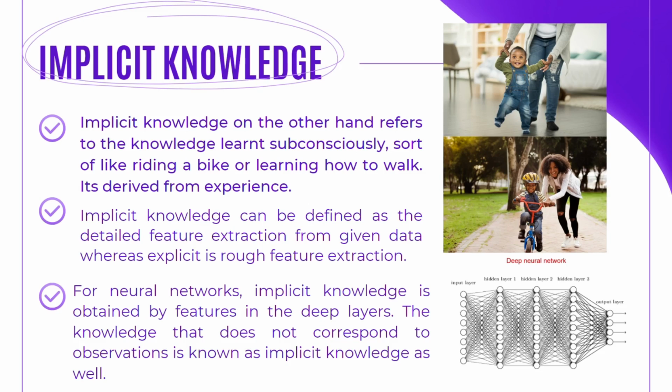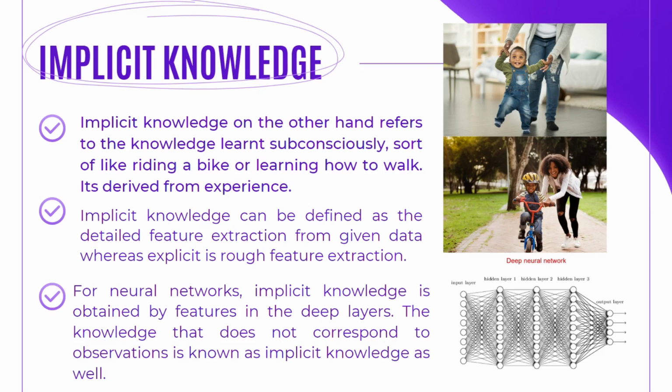So implicit knowledge can be defined as the detailed feature extraction from given data, whereas explicit is through raw feature extraction. So in order to implement the same kind of knowledge by using deep neural networks, the extraction of features from the neural network must be detailed rather than rough feature extraction that was implemented in the explicit deep learning. So for neural networks, implicit knowledge is obtained by features in the deep layers.